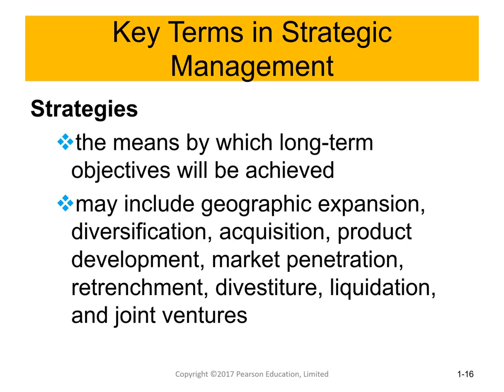So they have different types of strategies, including geographic expansion, diversification, acquisition, product development, market penetration, retrenchment, which we see very often happening nowadays due to COVID-19, or companies closing down due to divestiture or liquidation, or companies being merged into other entities because they are not able to sustain their operations.